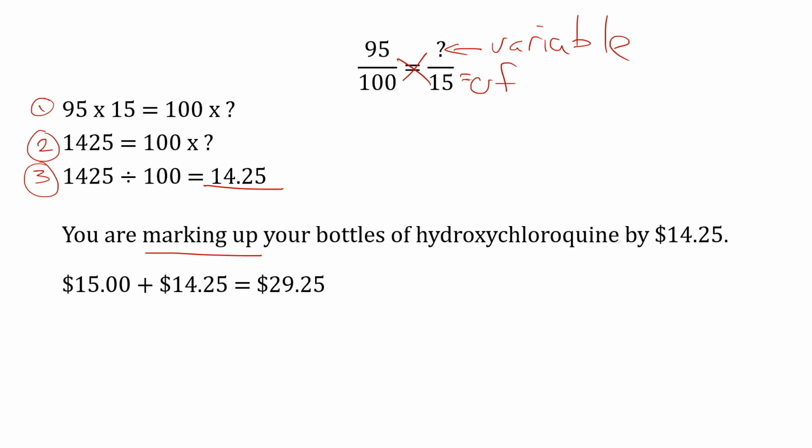I'm going to increase the price of the hydroxychloroquine bottle by $14.25. So now I need to figure out what I'm actually going to sell my hydroxychloroquine for. So I bought them for $15. I'm increasing the price by $14.25. So my final price when I'm selling my hydroxychloroquine is going to be $29.25. I had the markup there, and that's what I'm selling my bottles of medication for.